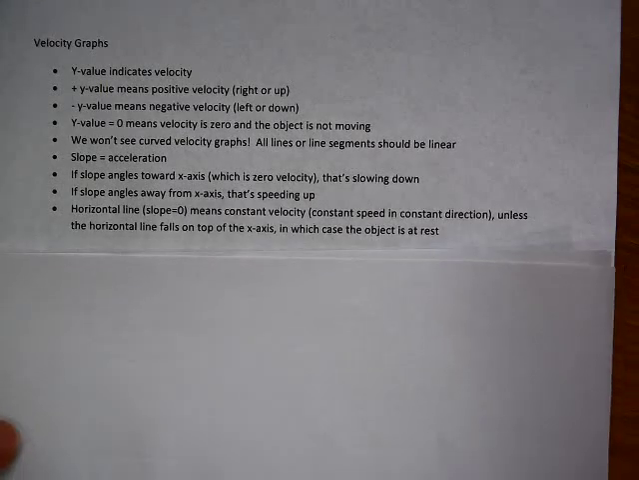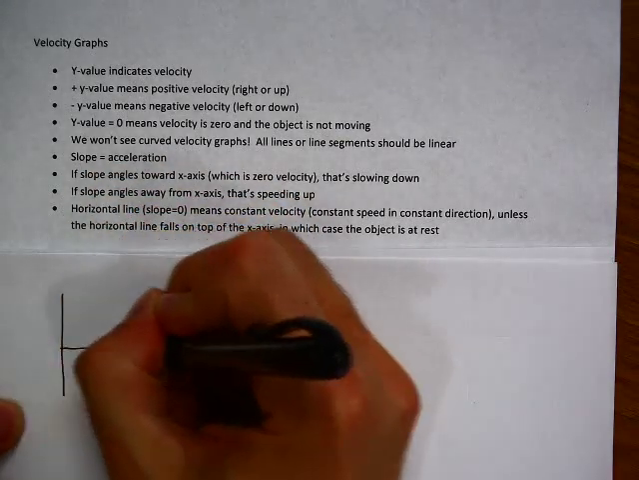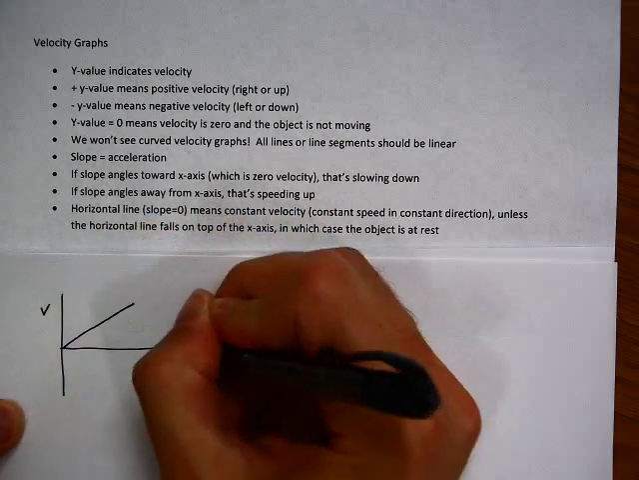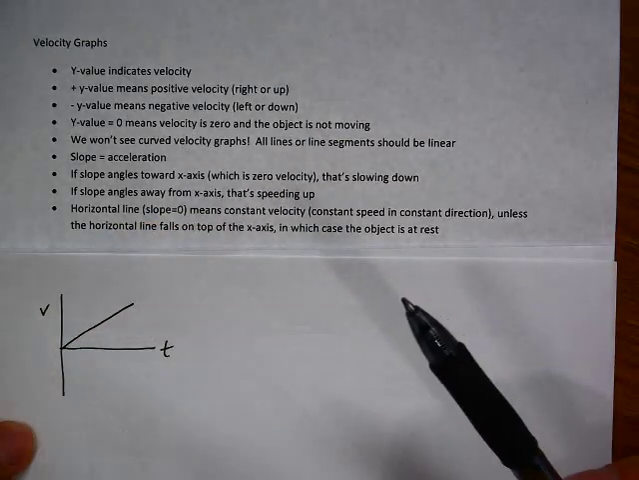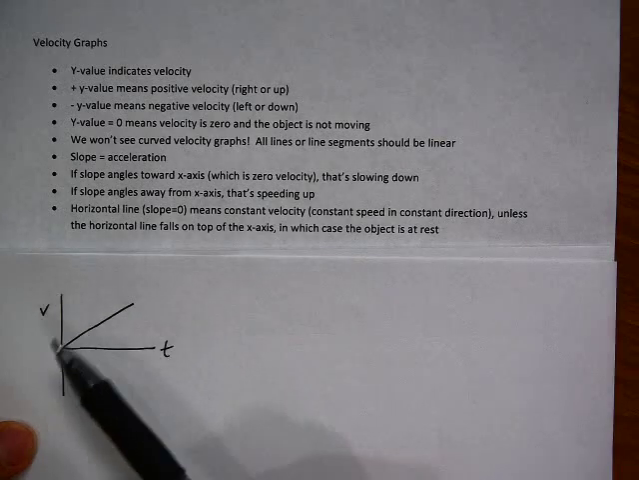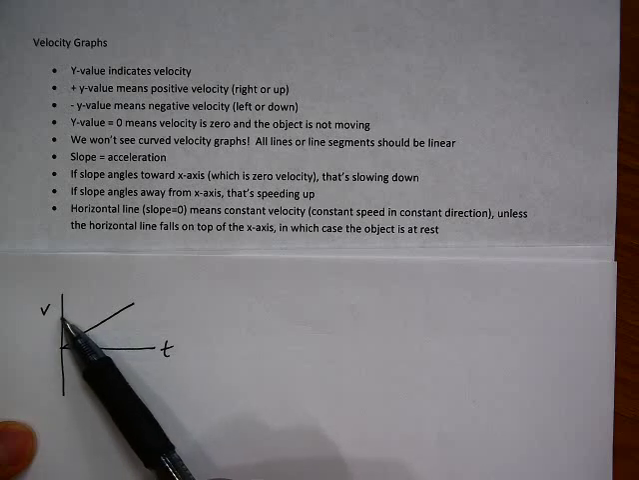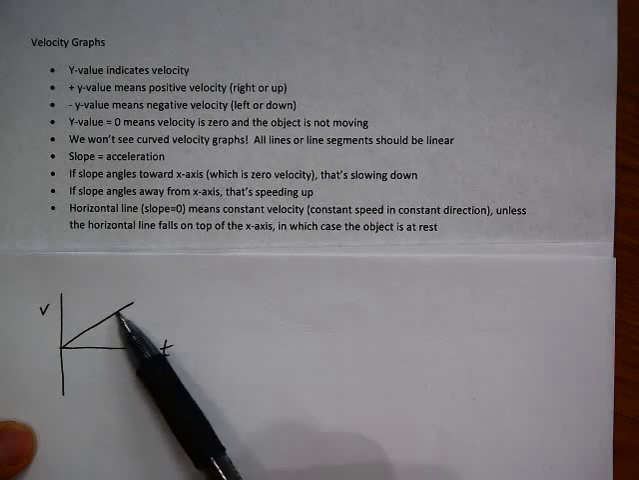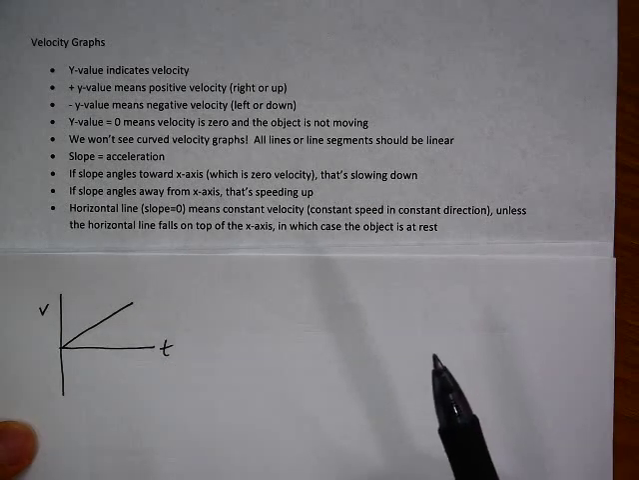On a velocity graph, the y value indicates the velocity. Okay? I don't look at the slope of this graph to find how fast I'm going. I just look at the y value. So if this is where I am right now, how fast am I going? I just come over to the y-axis and read off the value. That's how fast I'm going. I'm not looking at the slope. That's because this is a velocity graph.